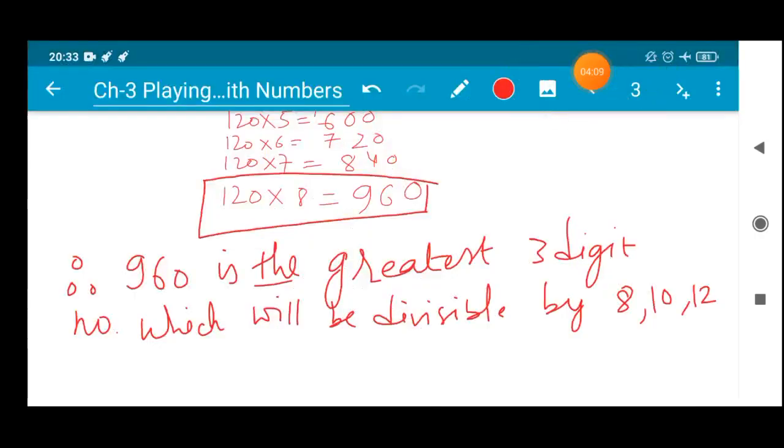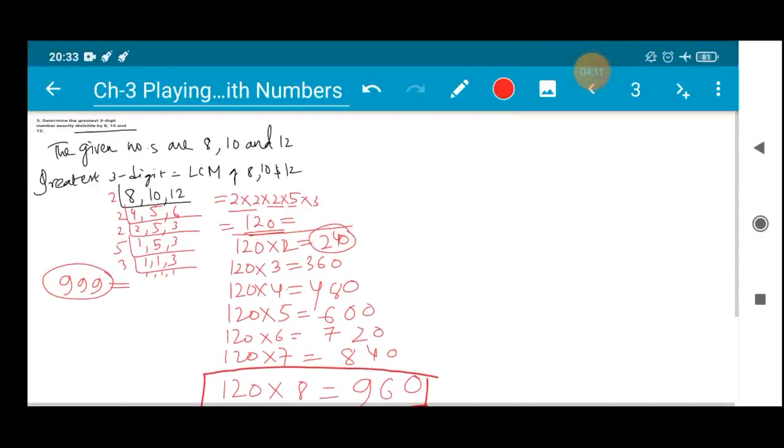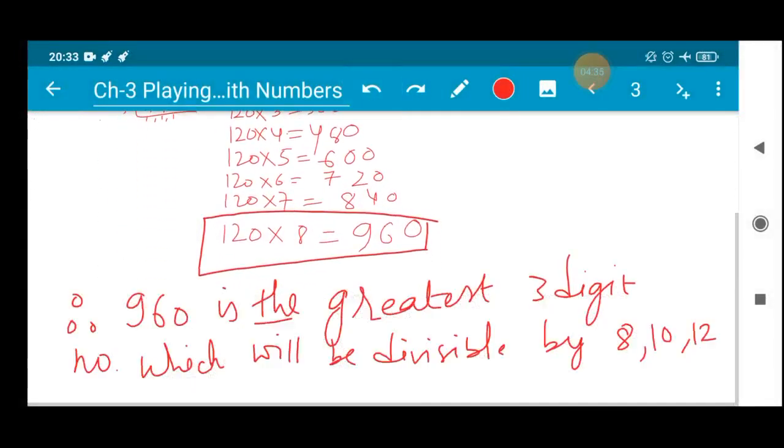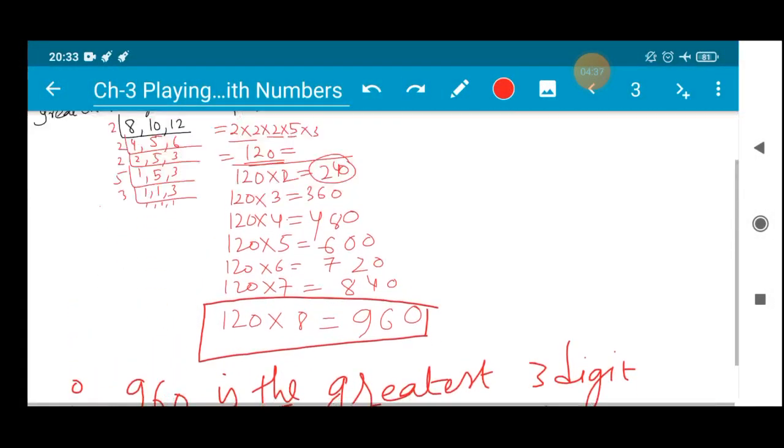So students, I hope you have understood the concept. Whenever we have to find the greatest 3-digit number which will be exactly divisible by 3 numbers, we have to go for LCM every time. Okay, so you have to remember this thing. In our last class also we said that greatest means HCF we are going to find. In this case we are finding with the LCM because we have to find the multiples, right? We are finding the multiples, but in case of HCF we can't do that.